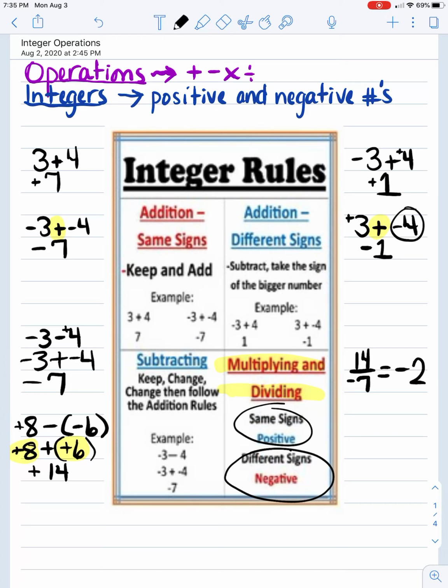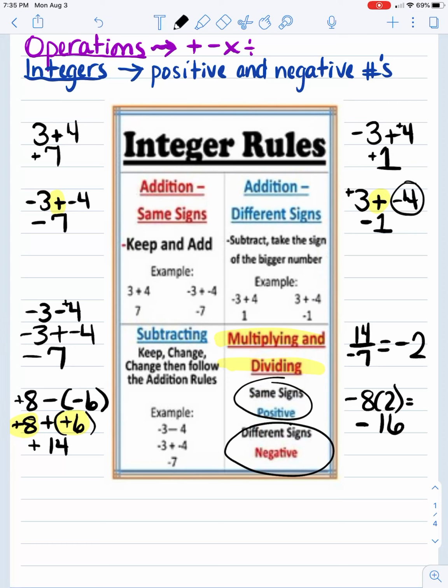14 divided by 7 is 2. Let's try a multiplication with different signs. Negative 8 times positive 2. My signs are different, so my answer is negative. 8 times 2 is 16. And now let's try the same. So let's say I have 14 divided by 7, positive 14 divided by positive 7. My sign's automatically positive because I have same signs. And 14 divided by 7 is 2.